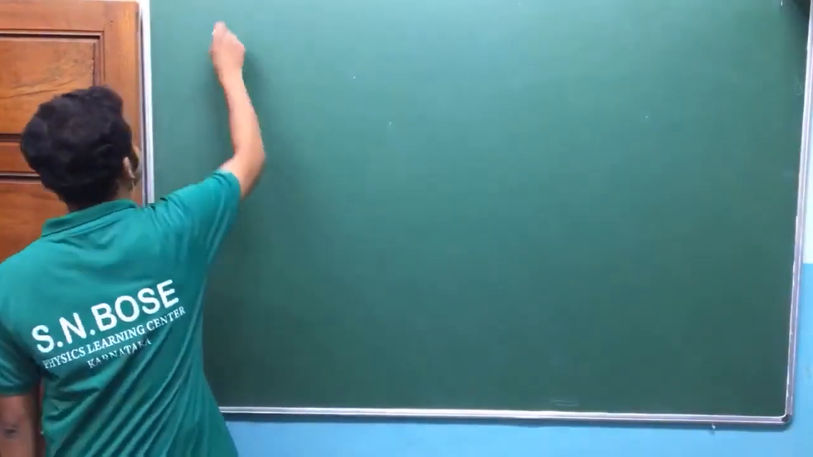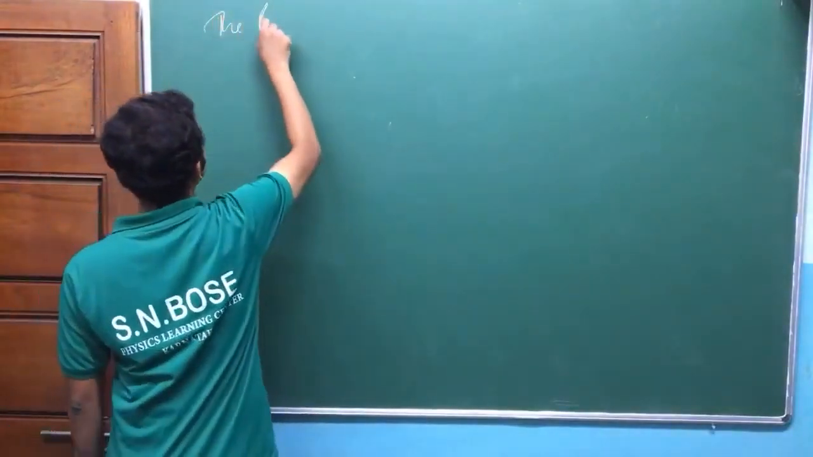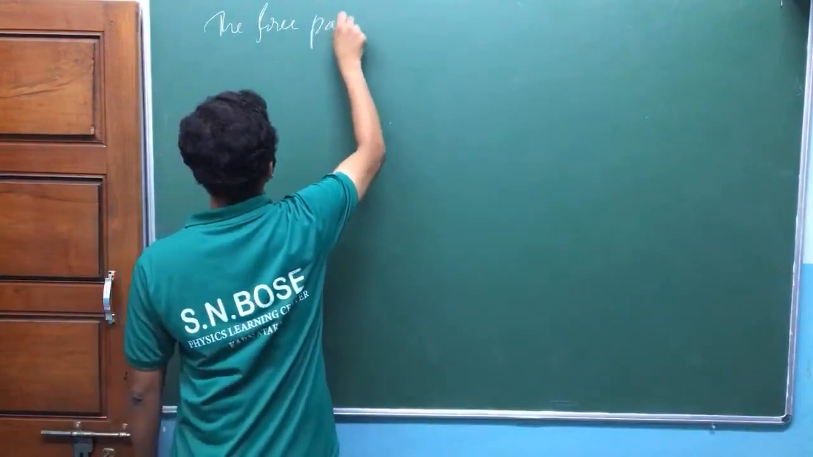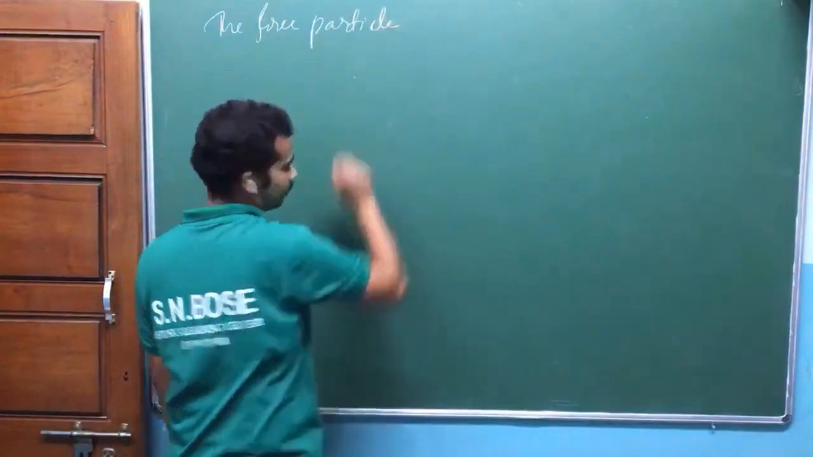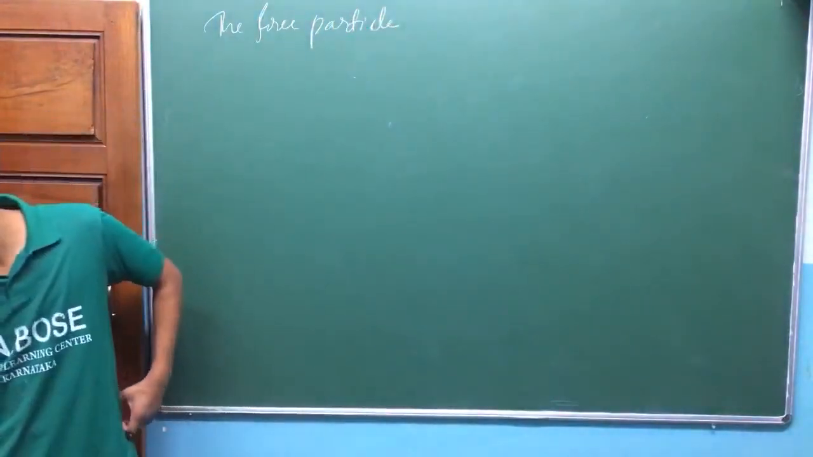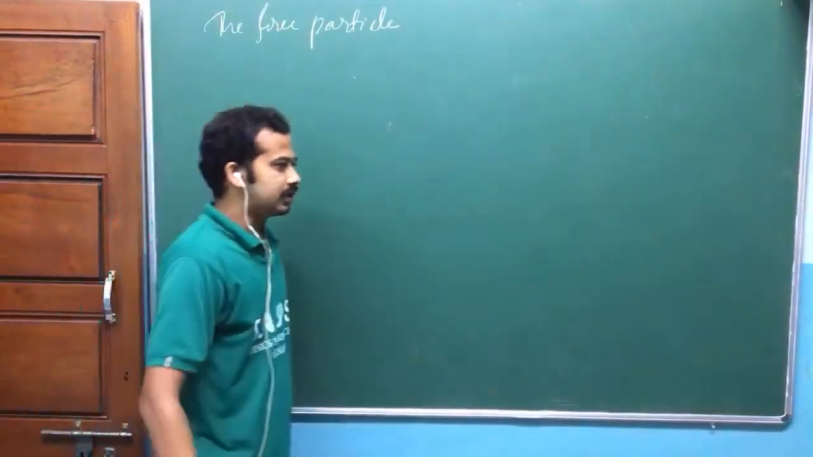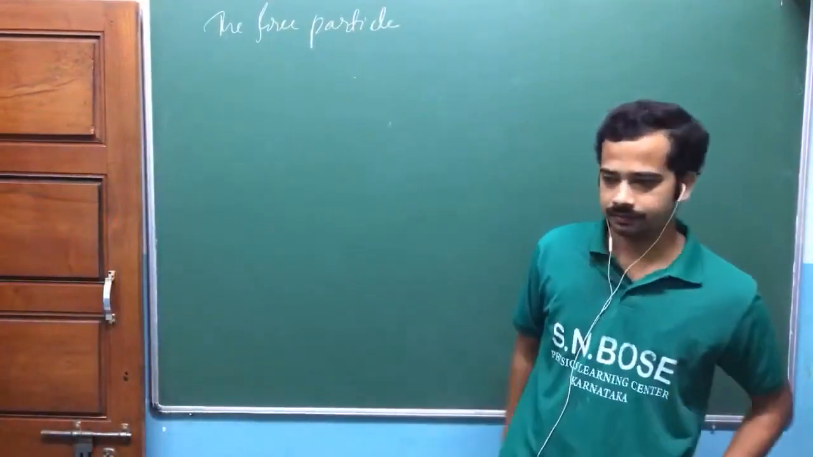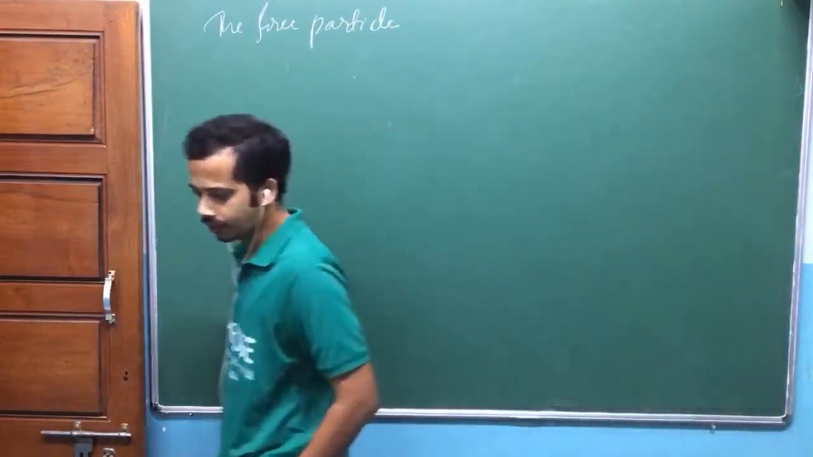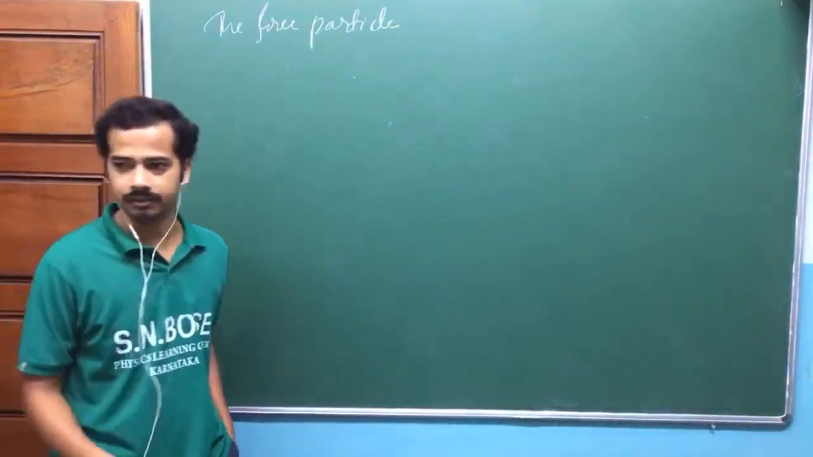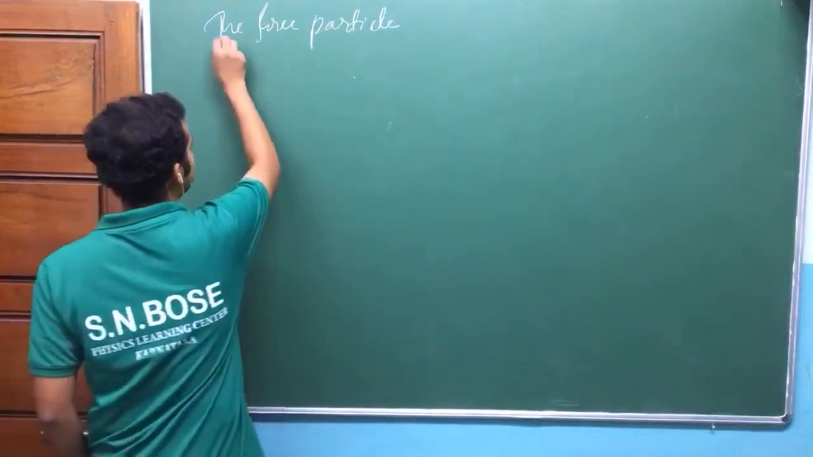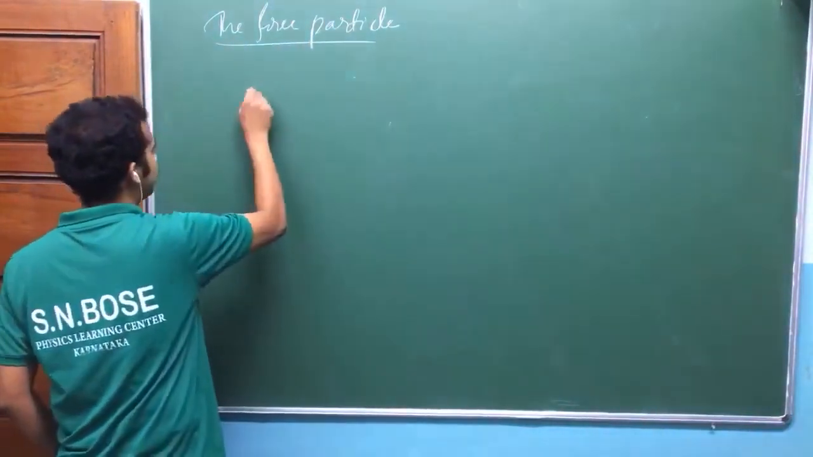Free particle. Free particle means the particle is free, there is no potential, and we should solve the Schrodinger equation again. We shall see what would happen. What does our Schrodinger equation give, and what are the interpretations?